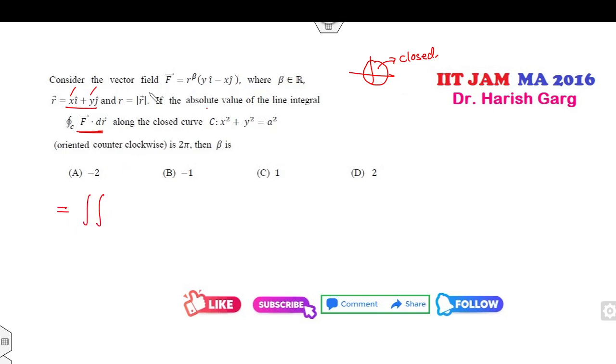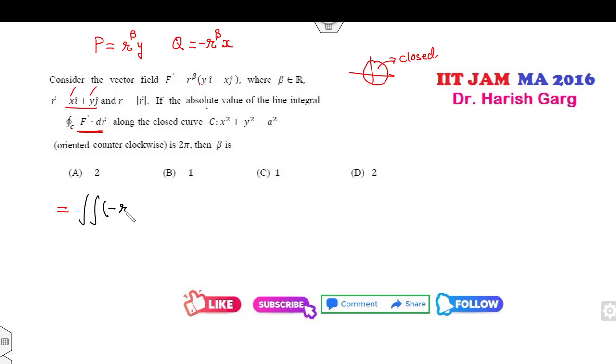So what is the Green theorem? Double integration, partial derivative of Q with respect to x minus partial derivative of P with respect to y. Sorry, you have to differentiate. What is your P? P is r raised to power beta times y. Q is r raised to power beta times x. Now you can see this is a polynomial, so it is continuous, and you can find this derivative with respect to x.